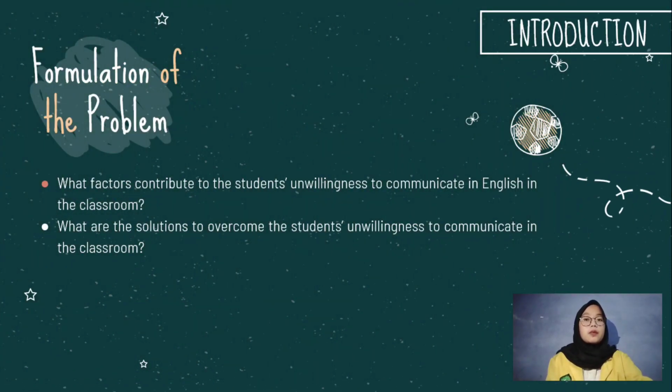Alright, next, formulation of the problem. The first, what factors contribute to the students' unwillingness to communicate in English in the classroom? And the second, what are the solutions to overcome the students' unwillingness to communicate in the classroom?